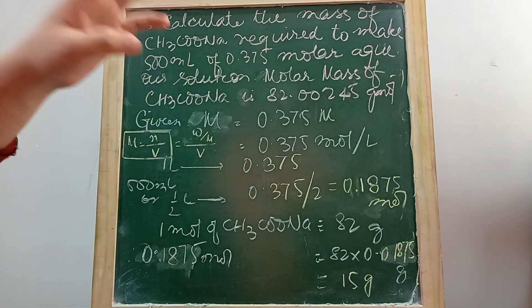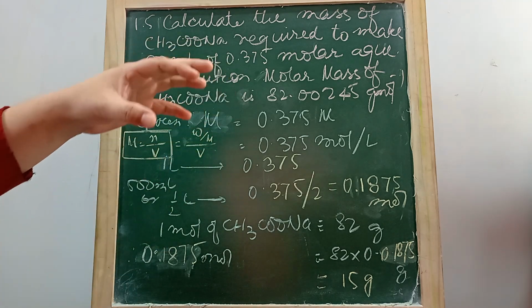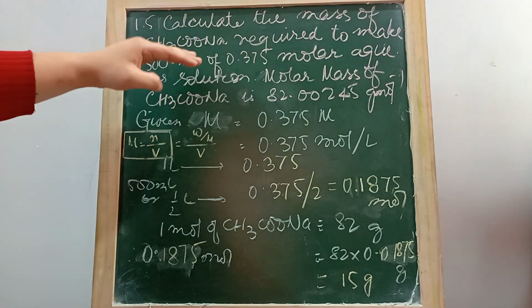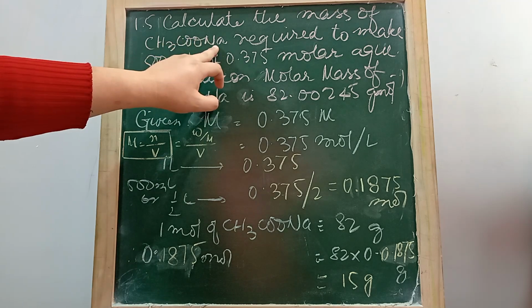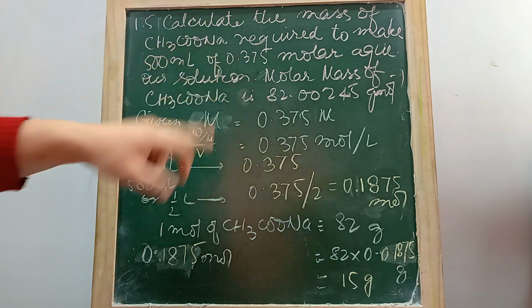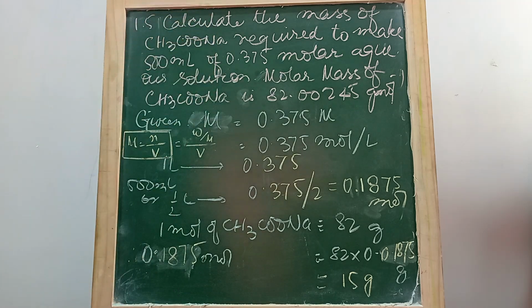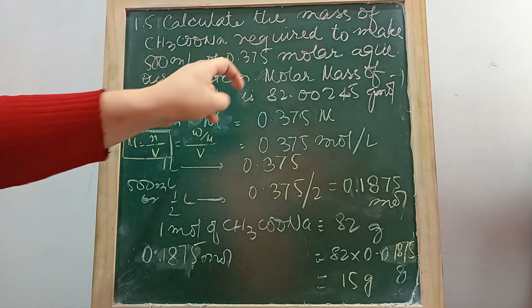By solving this particular problem, we will be able to understand the concept of molarity and the molar mass. The question says: calculate the mass of CH3COONa, which is sodium acetate, the sodium derivative of acetic acid. Acetic acid is CH3COOH, so it's sodium acetate, required to make 500 milliliter of 0.375 molar aqueous solution.